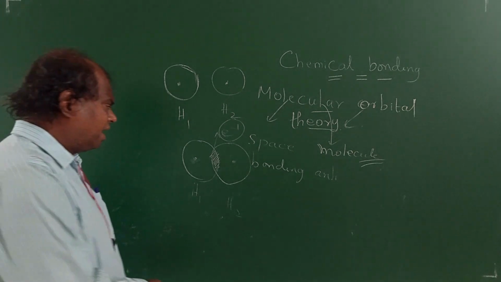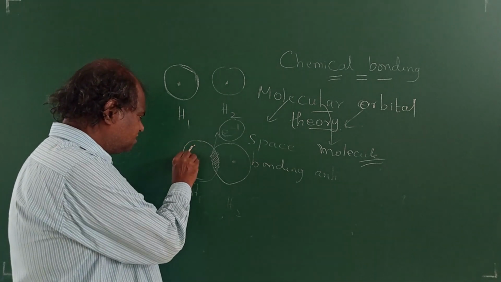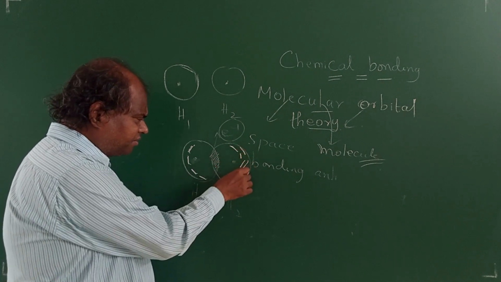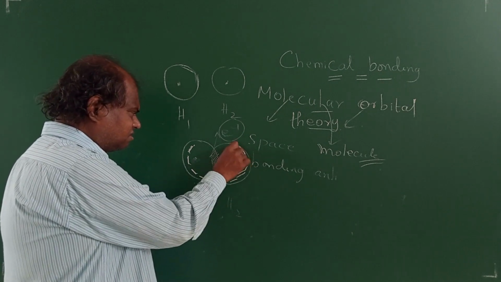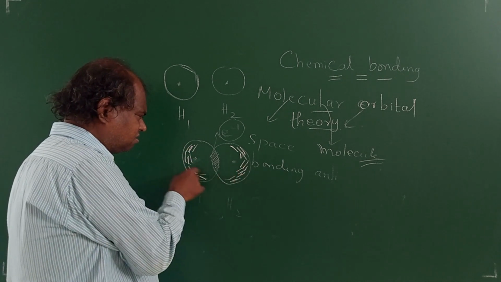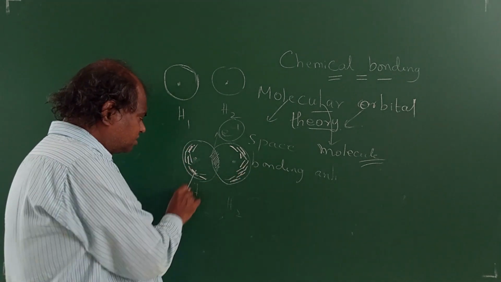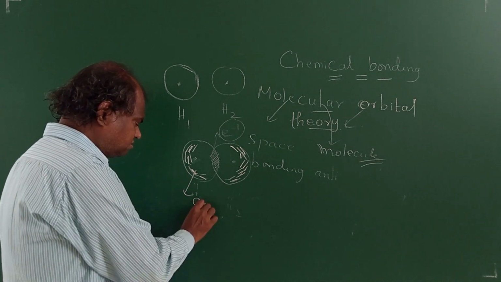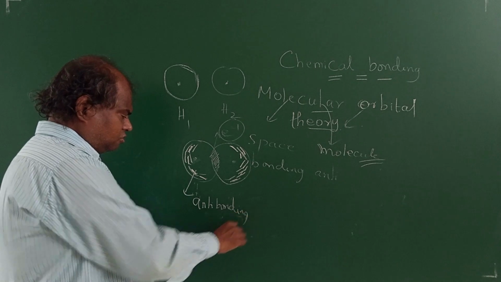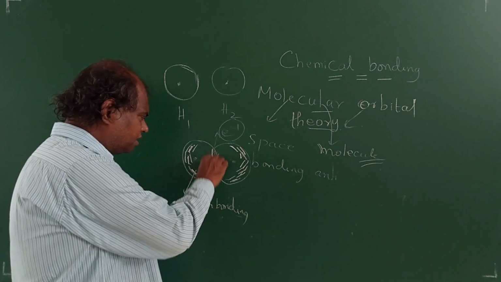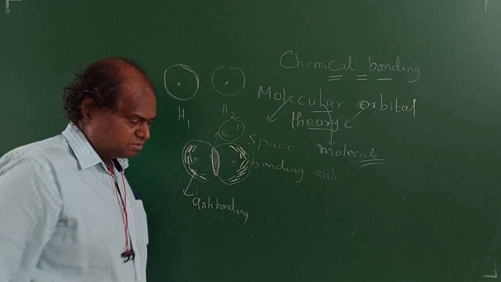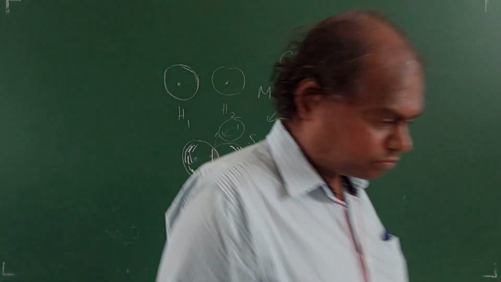Now what is anti-bonding? Anti-bonding is this region. Can you see this region away from the nuclei? This region is called the anti-bonding orbital. So between the two nuclei is called bonding, and away is called anti-bonding.